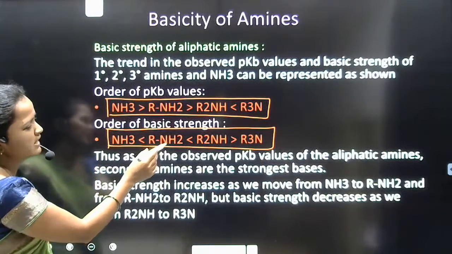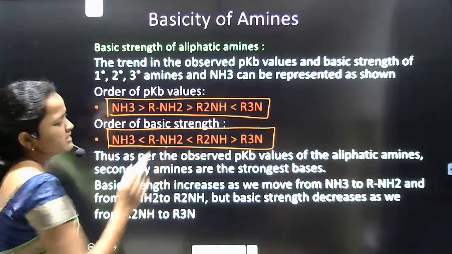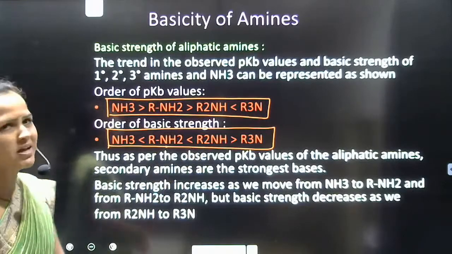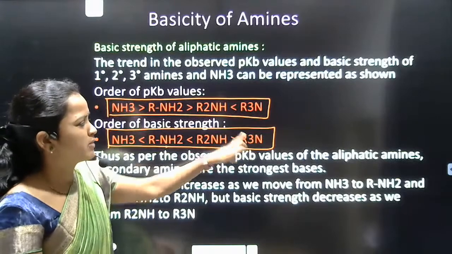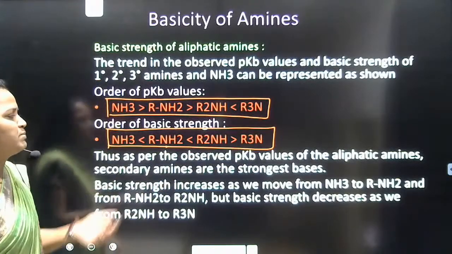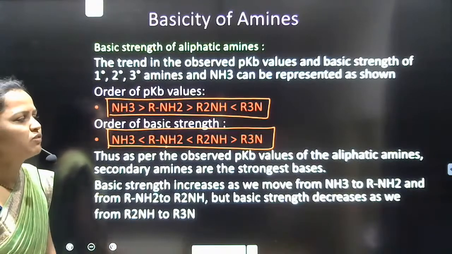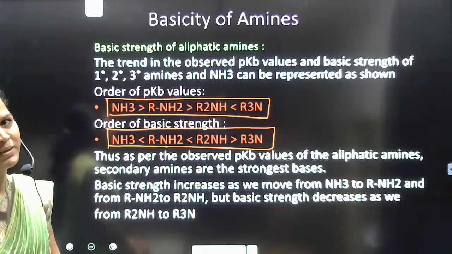The basic strength of ammonia is less than the primary amine. Primary amine is less basic than the secondary amine, and secondary amine is greater than the tertiary amine. So as per the observed pKb values of the aliphatic amines, secondary amines are the strongest base.